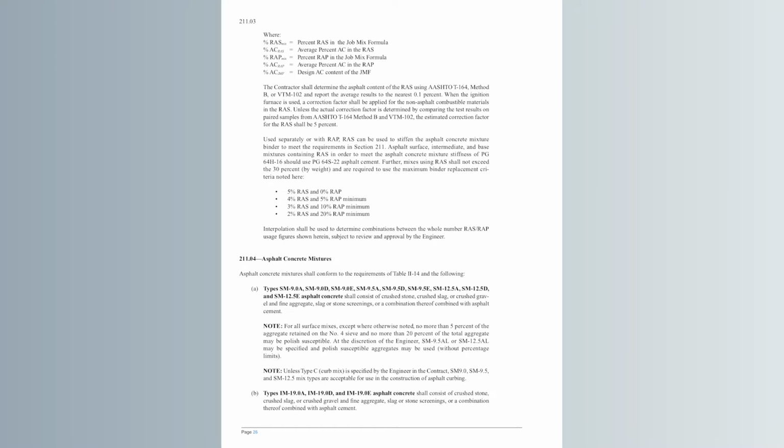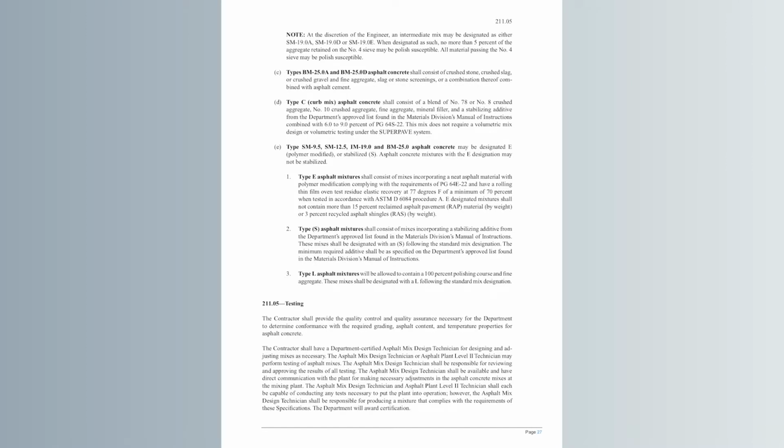If you flip to section 211.04, our asphalt concrete mixture section, there's a couple things that we are going to hit. On your letter E, your type E mixtures shall not contain more than 15% RAP by weight or 3% recycled shingles. 211.05 talks about testing, and that the contractor shall provide the quality control and quality assurance necessary for the department to make sure that your mixes meet requirements.